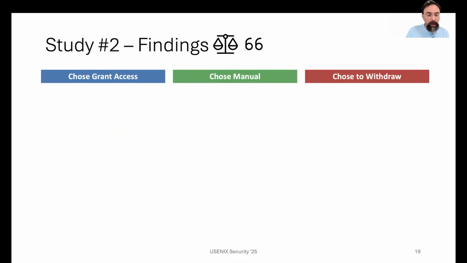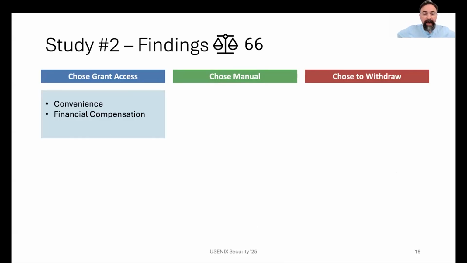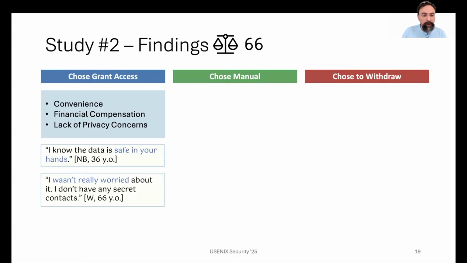Those who chose to grant access gave three main reasons. First, convenience. Of course, many found this DDS method easier and quicker than manually entering their contacts. Second, some mentioned the financial compensation that we paid them. And third, some respondents said they didn't refrain from sharing because they didn't see any privacy issue.